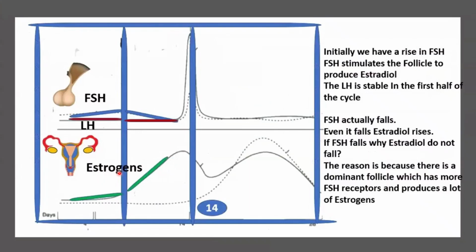Estrogen levels keep climbing. Now, you might ask yourself, how is this the case? It seems that there's a correlation over here, and yet it's going to keep going up. The reason is because there is a dominant follicle which has more FSH receptors, which is going to keep on producing estrogen despite the fall of FSH.